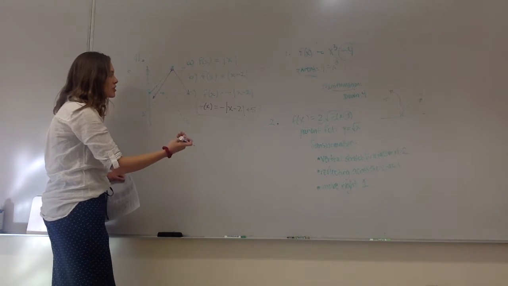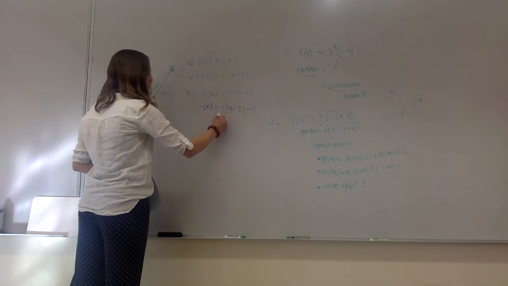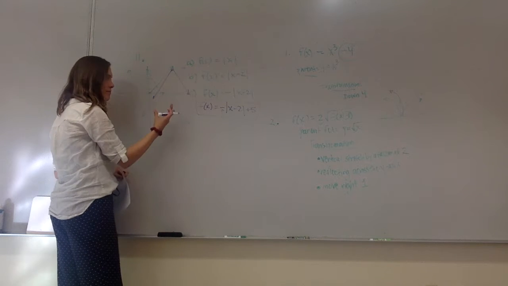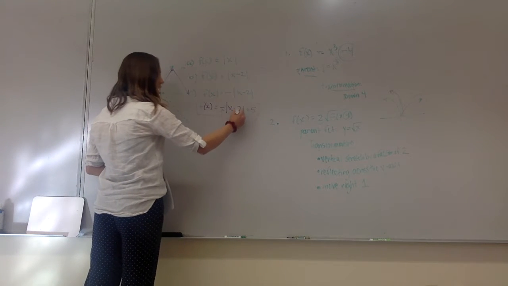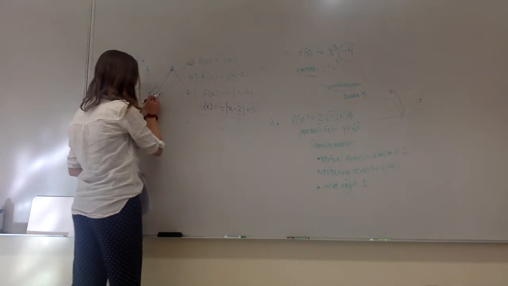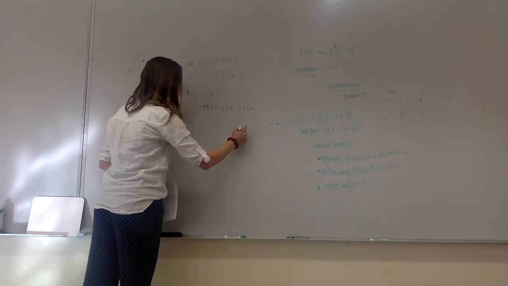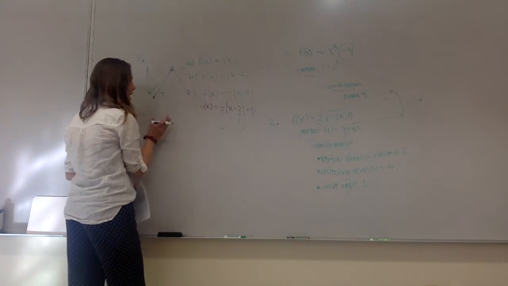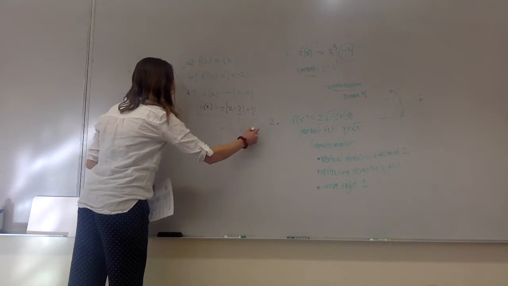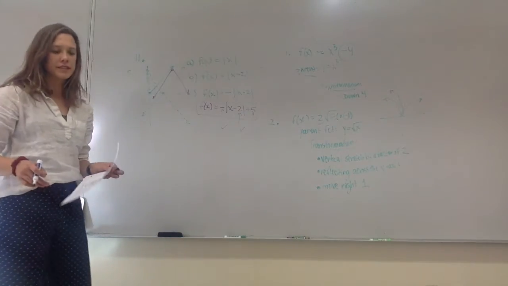So I can go through just to check it. I can say, is it reflected down? Yes. Did I move 2 to the right? Yes. Did I move 5 up? Yes. So this would be my final answer for C.